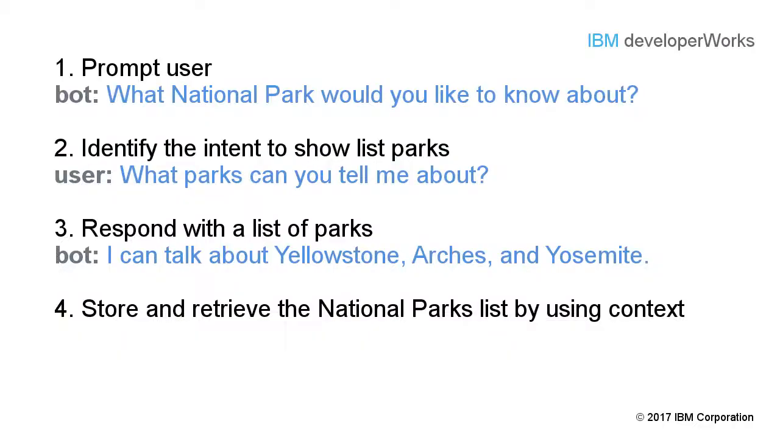Here are the requirements. Prompt the user, asking him what national park he'd like to know about. A user might ask, "What parks can you tell me about?" We should be able to respond with the list of parks that we know about. And finally, we want to store and retrieve the list of national parks using conversation context.